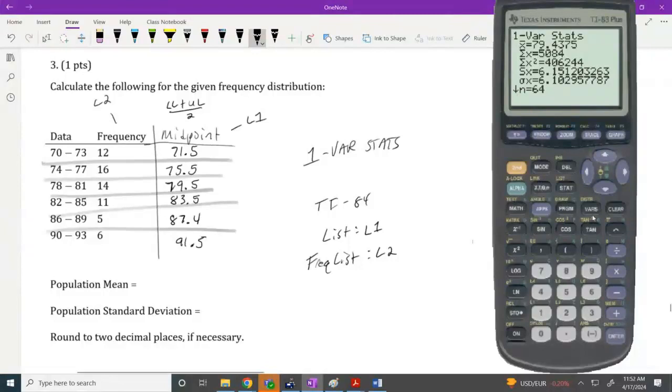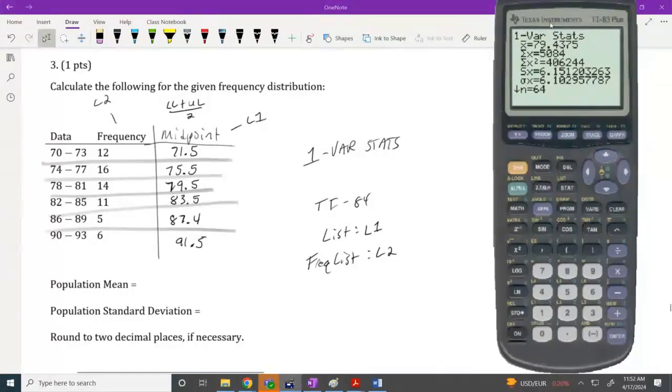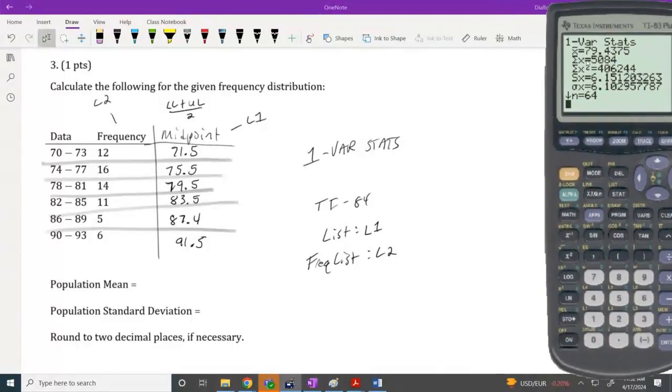All right, and then once you hit the one variable statistics, you see something that looks similar to this. Okay. All right. So just make sure that when you're dealing with those lists that you clear them all out first. Okay. So now we want to pull out the population mean. So now the population mean and the sample mean are exactly the same. So that's going to be X bar, which is 79.44, right?